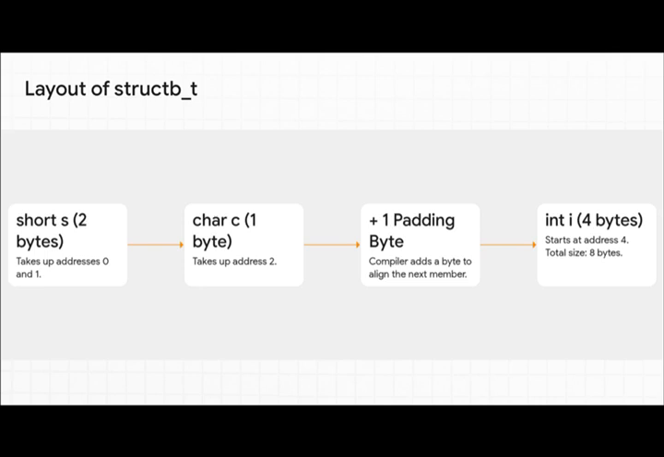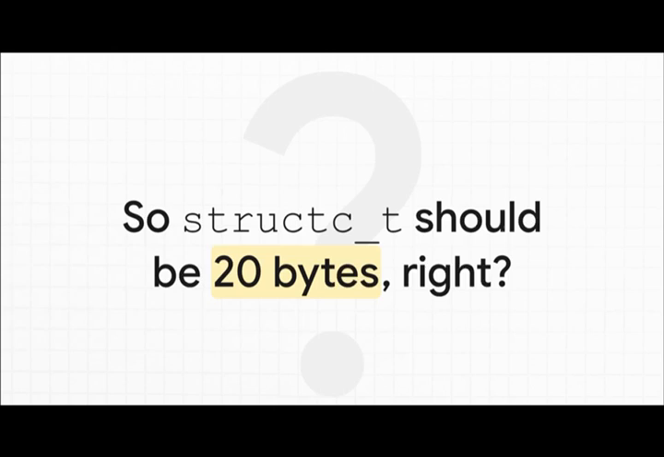Let's try another one just to make sure we've got it. Here's struct B. It starts with a short, which takes up the first 2 bytes. No problem. Then comes a char, which takes 1 more byte. We're now at a total of 3 bytes. But hold on, the next member is an int, and it absolutely must start on a multiple of 4. So the compiler adds 1 padding byte to push the int over to address 4. Add it all up. 2 plus 1 plus 1 for padding plus 4 gives us a grand total of 8 bytes.